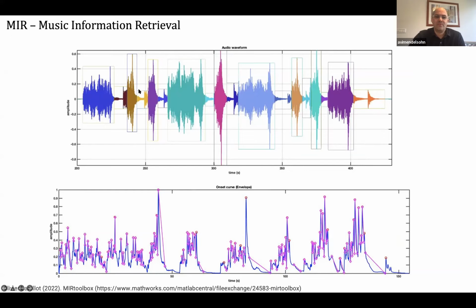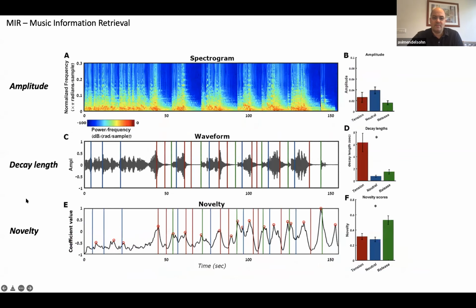And you can see that the toolbox can automatically segment different features or periods within the music in terms of amplitude and changes in the musical waveform. And importantly, we can also measure the decay times from each musical element, chord or note, to the next musical element, and validate what we think is our conditions.